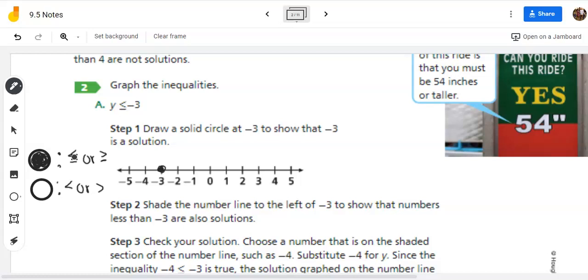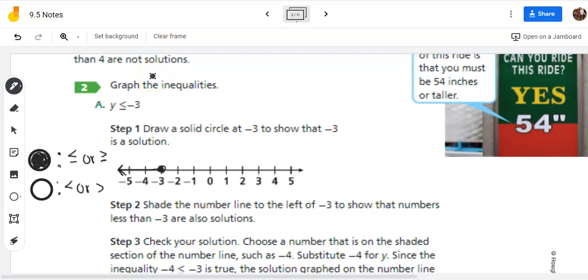Step 2. Shade the number line to the left of negative 3 to show that numbers less than negative 3 are solutions. So we're just drawing an arrow over here, and we're going like that. Our arrow is going that way. It's going to continue to go that way because anything less than negative 3 or negative 3 is going to go that way.